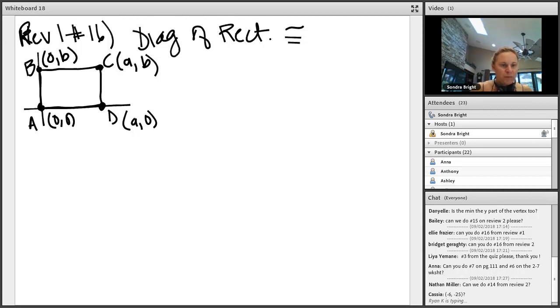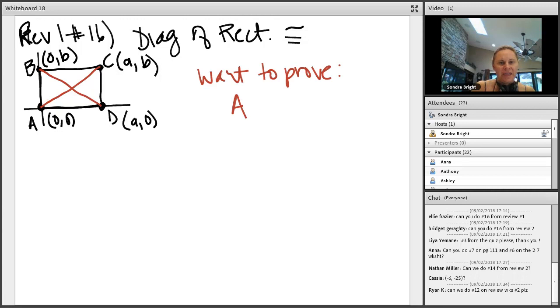And then we want to prove that AC is congruent to BD. We want to prove AC is congruent to BD. So you got to use the distance formula. And so let's find AC.